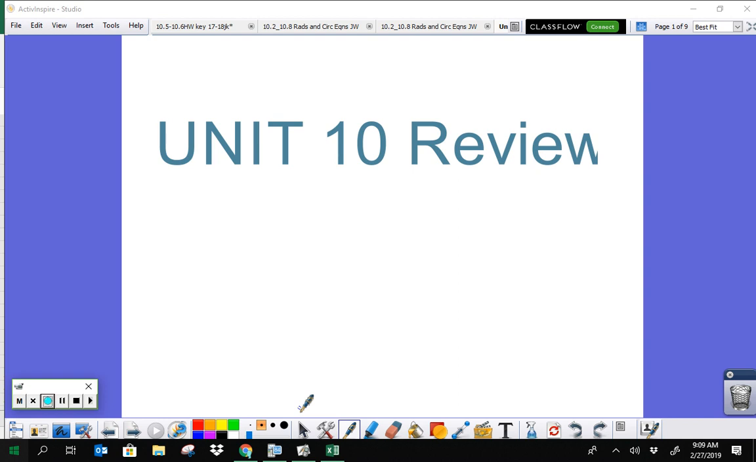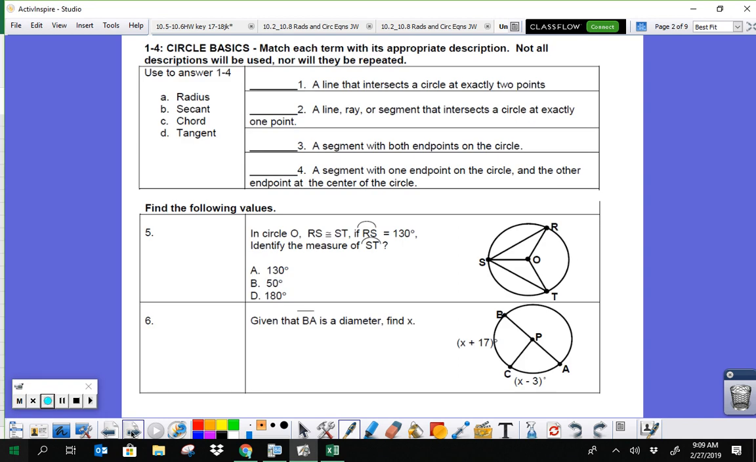All right, this is the test review for the Unit 10 test over circles. And here we go. So this first section is just matching the name with the description, with the definition. So the first one says a line that intersects a circle at 2 points. So a line, now notice here it says a line. That means it has arrows. It's going through the circle at 2 points. That is going to be called a secant line.